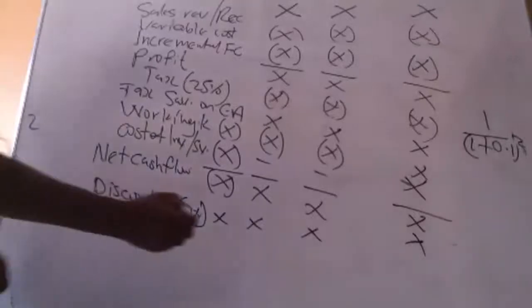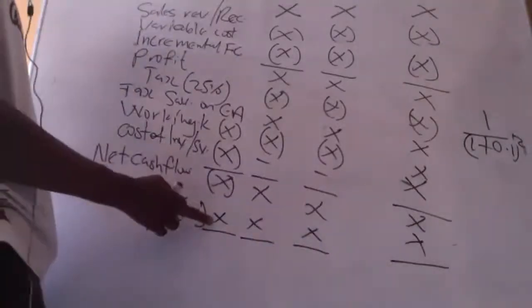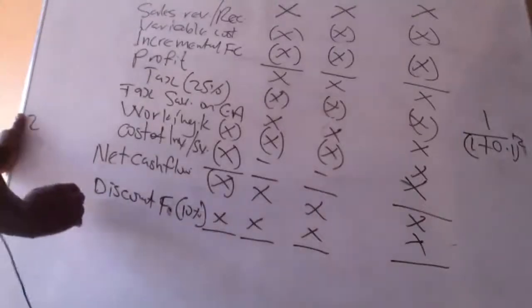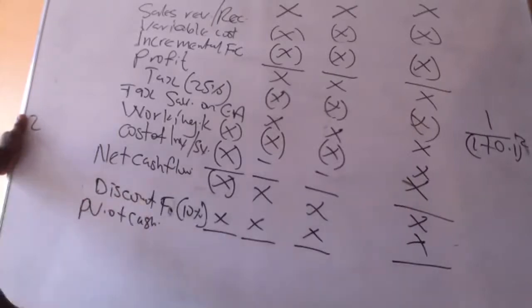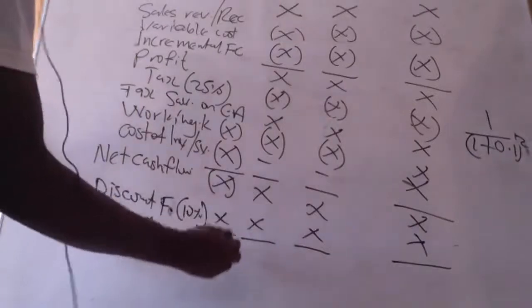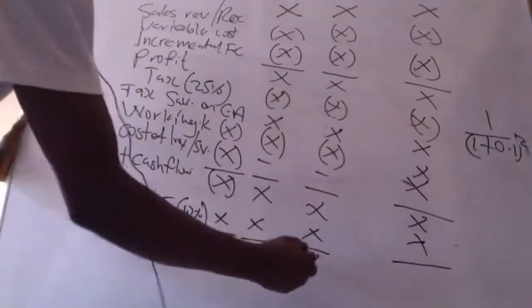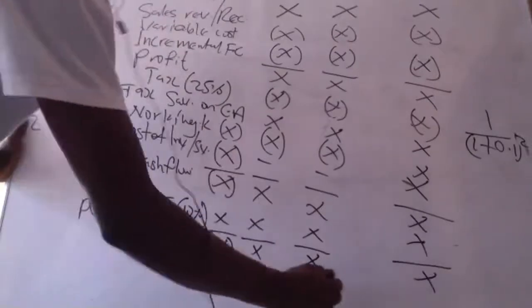Then you underline it again. This is the cash flow. This is the discount factor. So what will be the present value? The PV of cash flows: this multiplied by this, and then you put the answer here. And that's the end of the game.